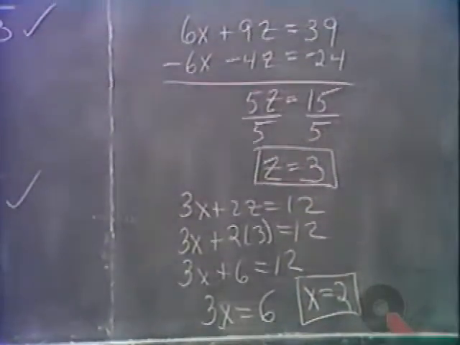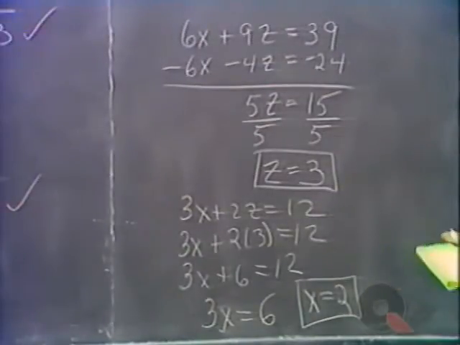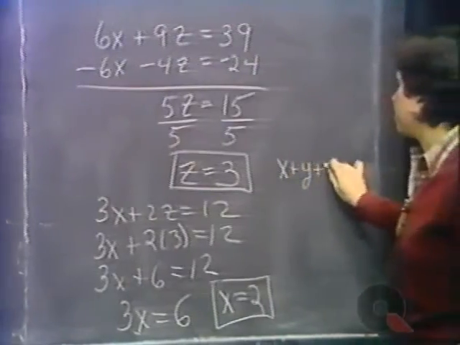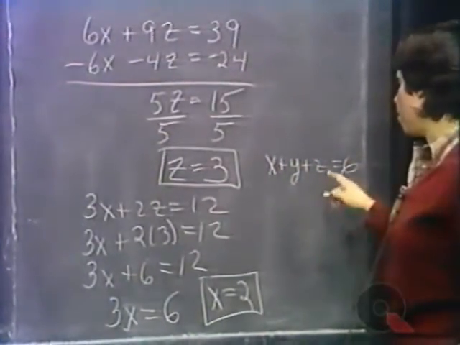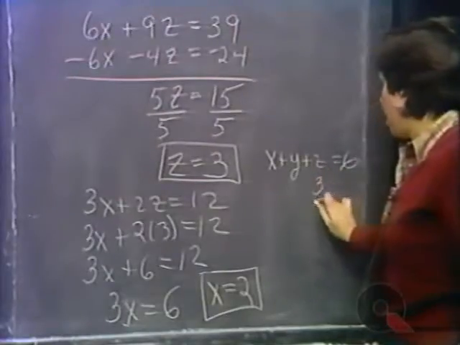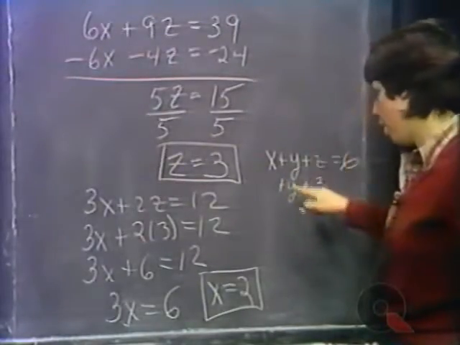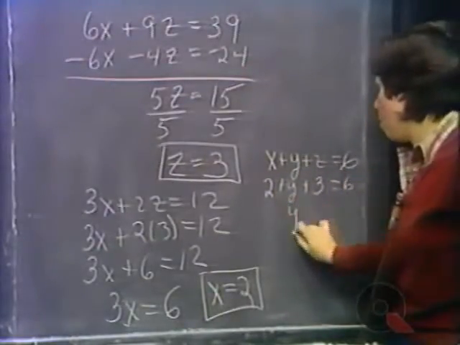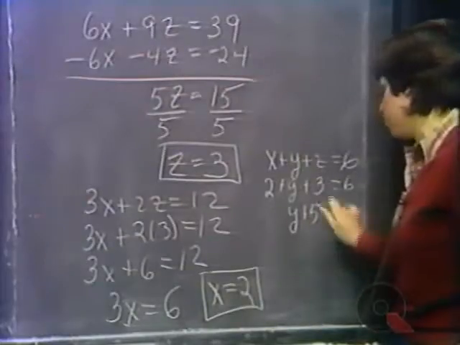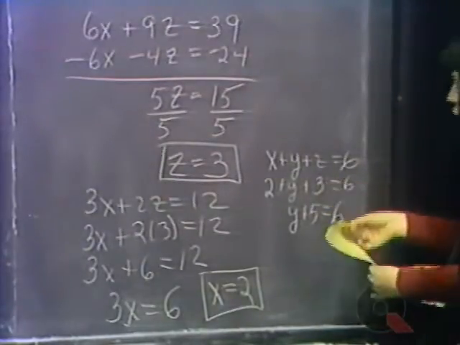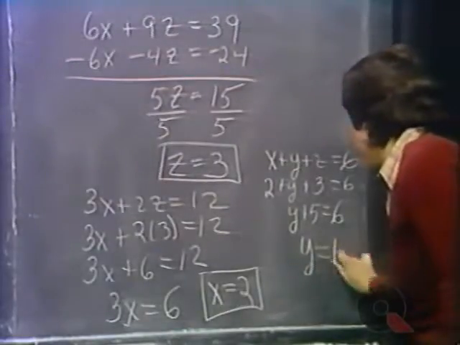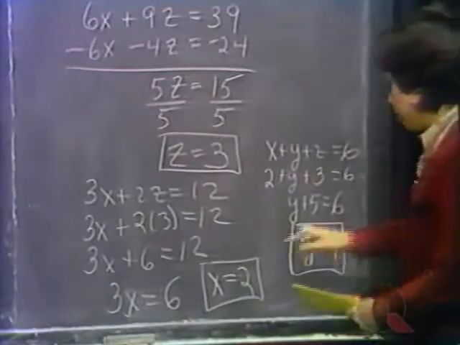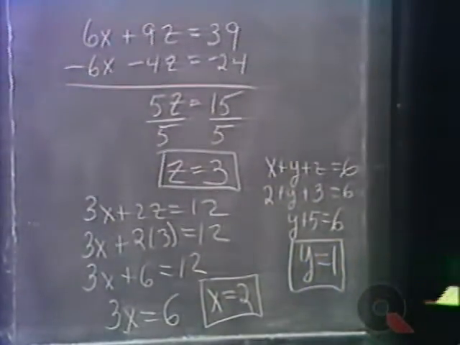Now all we need is one of the equations involving all three variables. For example, the first equation, which was x + y + z = 6. Since we know that z is equal to 3 and x is equal to 2, we get 2 + y + 3 = 6. y + 5 = 6. Subtracting 5 from both sides of the equation, we get that y = 1. So we have found what we believe to be the solution to the system: x = 2, y = 1, z = 3.